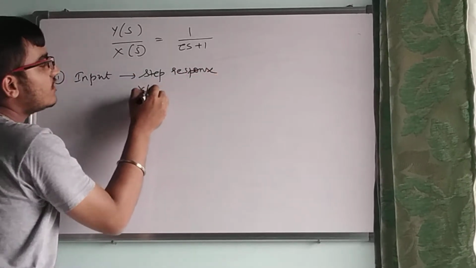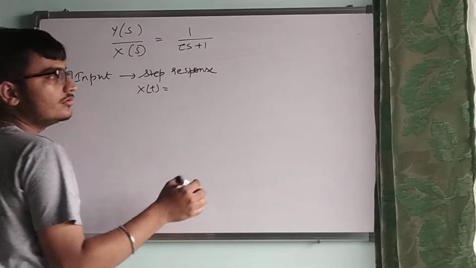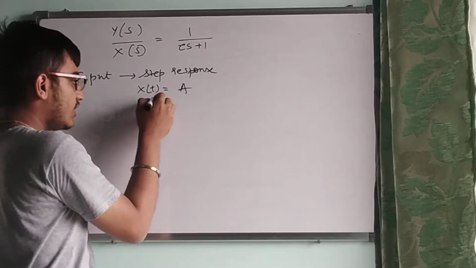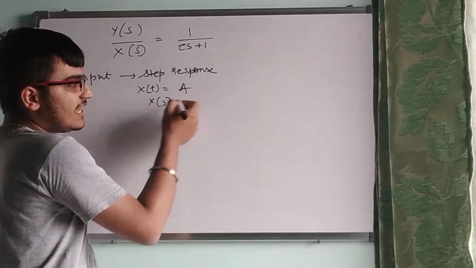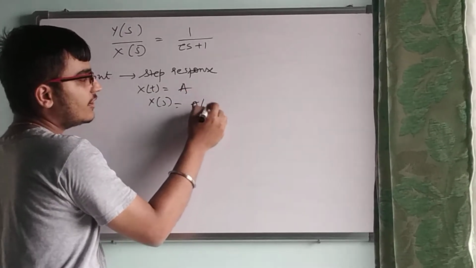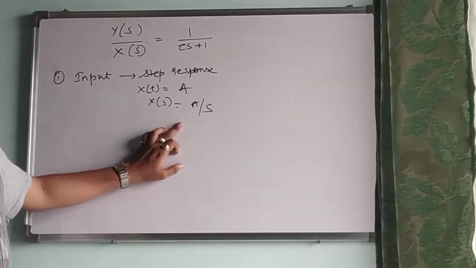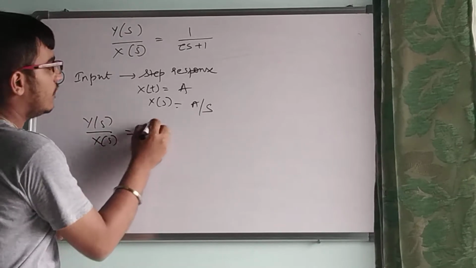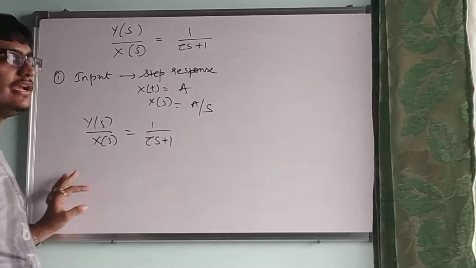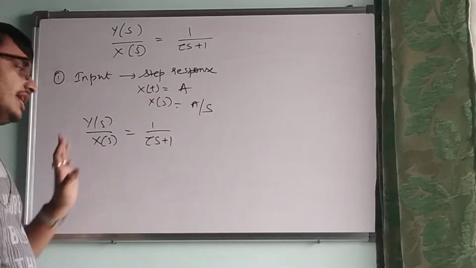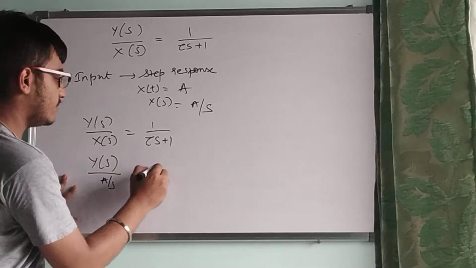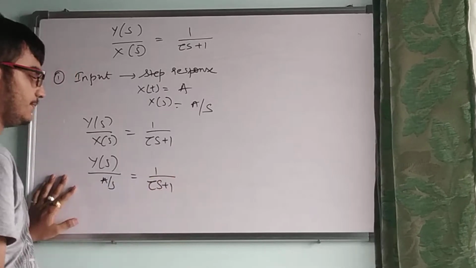that is x(t) = A, a step input, then what is X(s)? A/s. So this is your input. Y(s)/X(s) is equal to 1/(τs + 1), right? Your input X(s) is A/s. So Y(s)/(A/s) is equal to 1/(τs + 1).